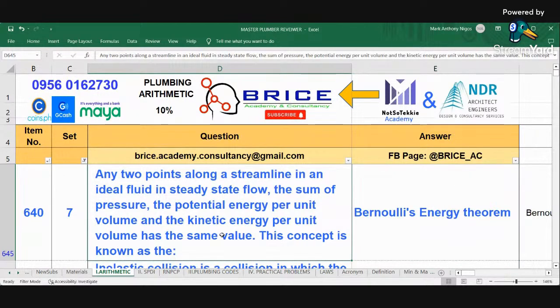Any two points along the streamline in an ideal fluid in steady state flow, the sum of pressure, the potential energy per unit volume, and the kinetic energy per unit volume has the same value. This concept is known as the Bernoulli's energy theorem.